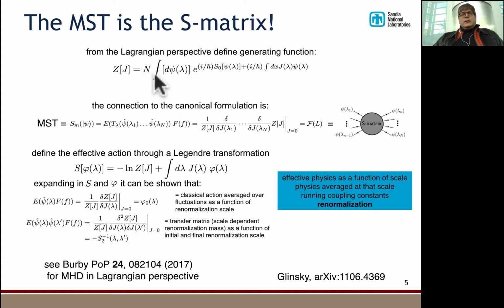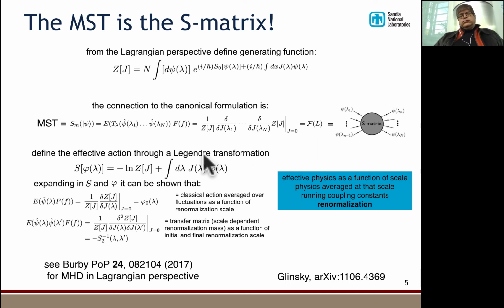You can get a better idea of this by defining the generating function, which is a function of the action on the field as a function of scale. You then find that the Mallat scattering transformation, or the canonical perspective of that, is just equal to the functional derivatives of this generating function. That ends up being the S matrix, or the scattering cross-section from little n minus 1 fields coming in and capital N minus little n fields going out.